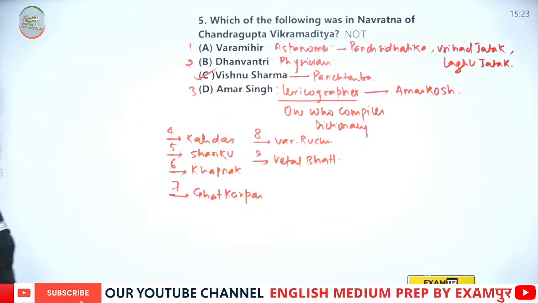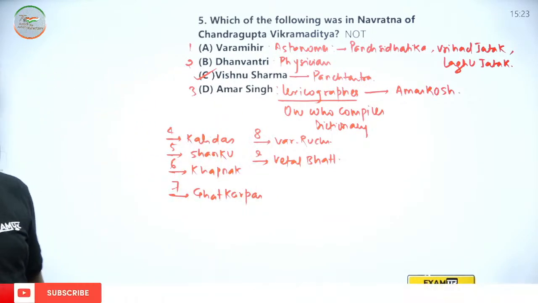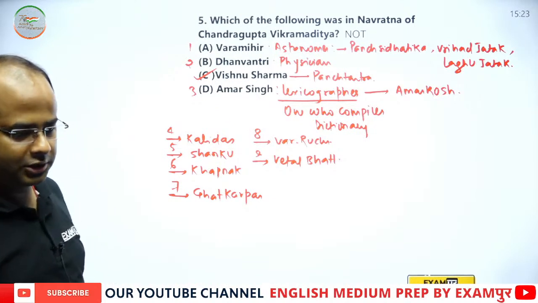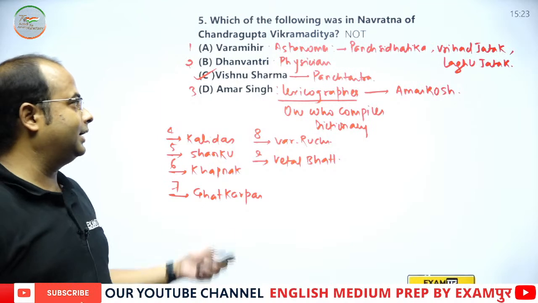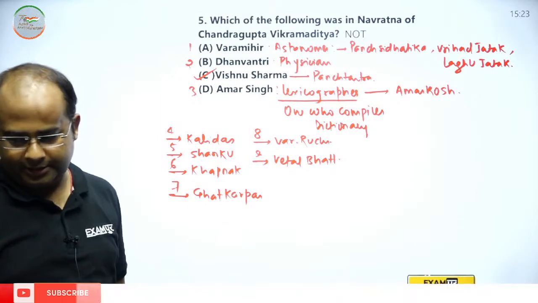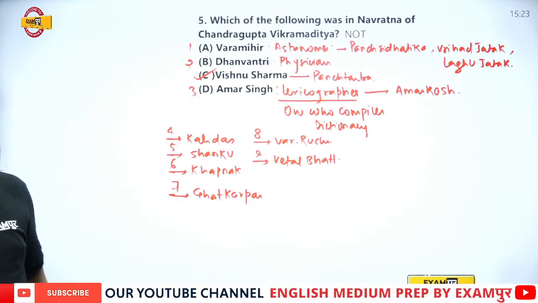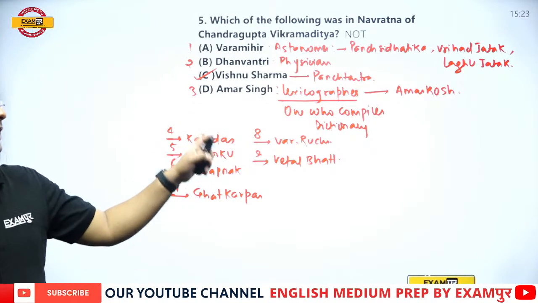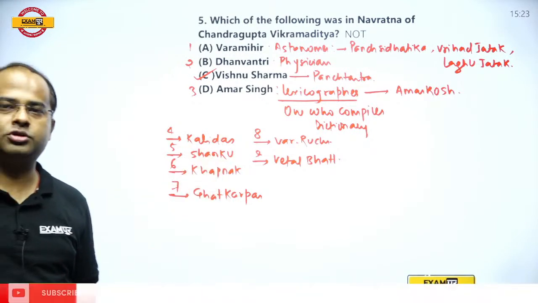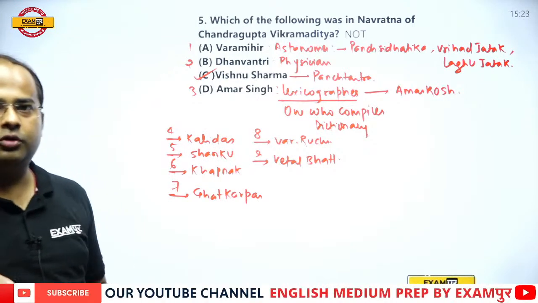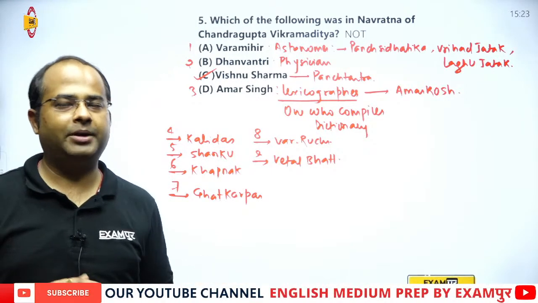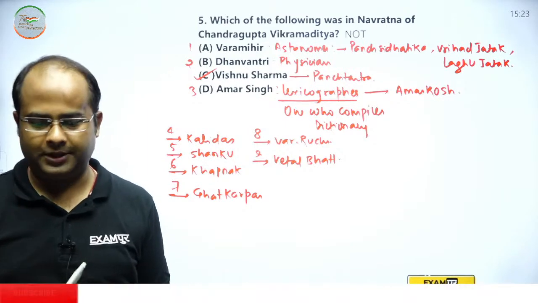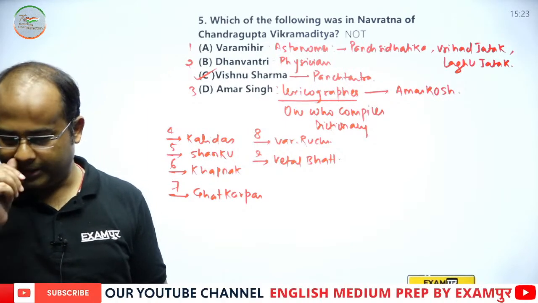So these are the 9 Navratnas of Chandragupta Vikramaditya. Already the names of the 9 Navratnas we have written. So I hope it is clear to all of you which of the following is not the Navratna. So the correct answer will be Vishnu Sharma. Vishnu Sharma was, although during the Gupta time period, the one who wrote the Panchatantra, but he was not among the Navratnas of Chandragupta Vikramaditya. I hope, guys, that should be clear to all of you.